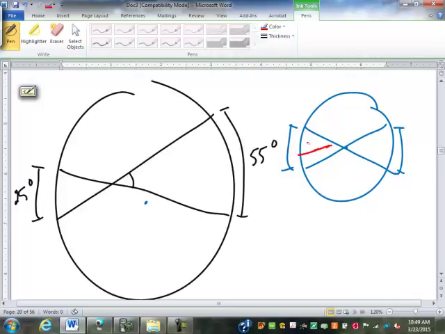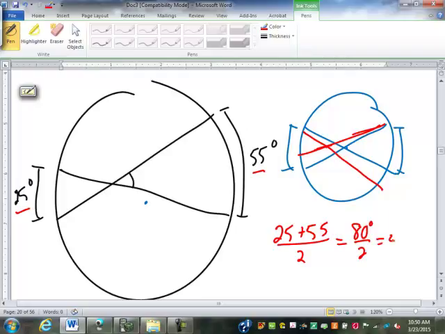As I move away from the center, one arc gets smaller and the other arc gets bigger. The total of the two arcs, however, still stays the same. So all that tells us is if we take these two arc lengths and add them together, so 25 plus 55, and then divide by 2, average them out, we will get that angle. So 25 plus 55 is 80 degrees, divided by 2 is 40. So this is a 40-degree angle here.